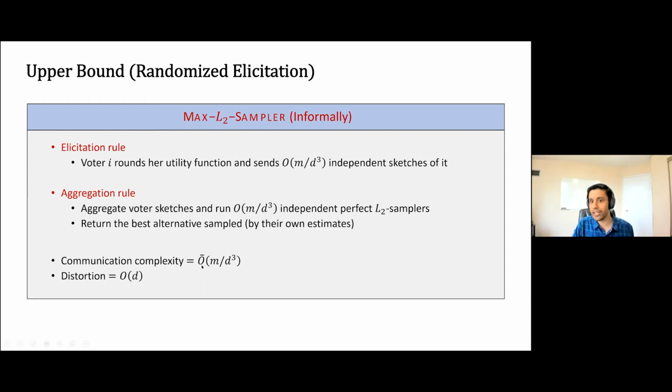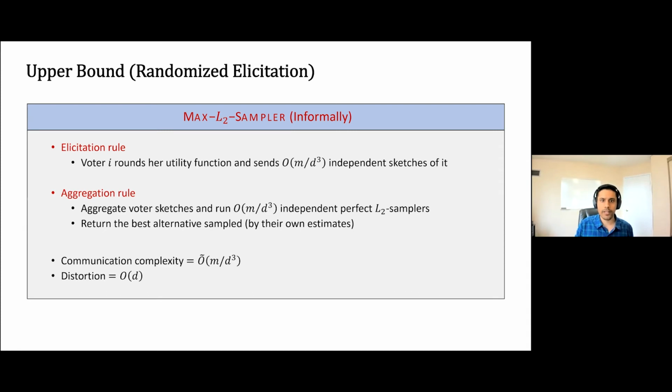But now we only need the voters to send over m over d cube bits of information about their utility functions. Whereas in the case of a fixed ballot design, a deterministic ballot, we had to ask voters to send m over d bits of information about their ballots. Okay, so now we need voters to send fewer bits of information.